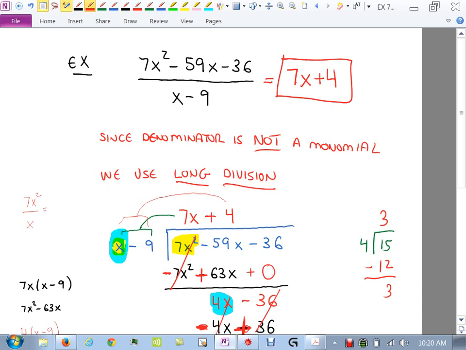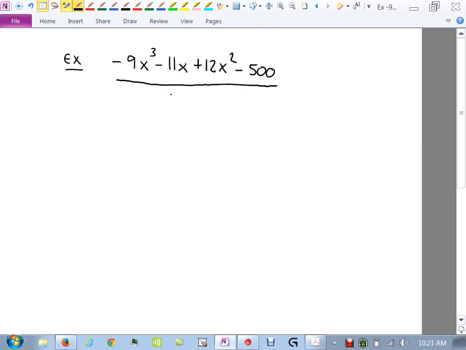So fun is what we're having right now, in case you weren't sure. Shall we do another? Yes, of course, right? I think you can appreciate why people don't like this. Negative 9x cubed minus 11x plus 12x squared minus 500 all over x plus 3.